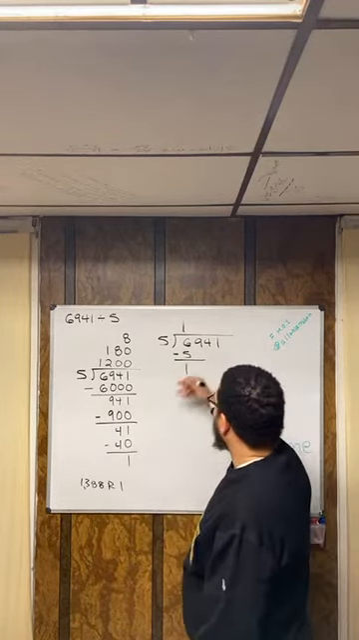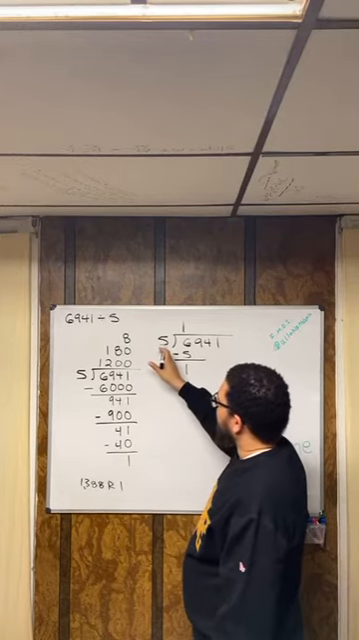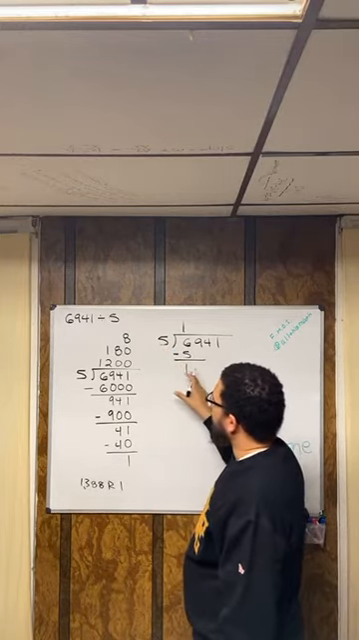So now, we want to divide again. But what are we dividing? We're trying to divide 5 into this number. Now, 1 is too small.